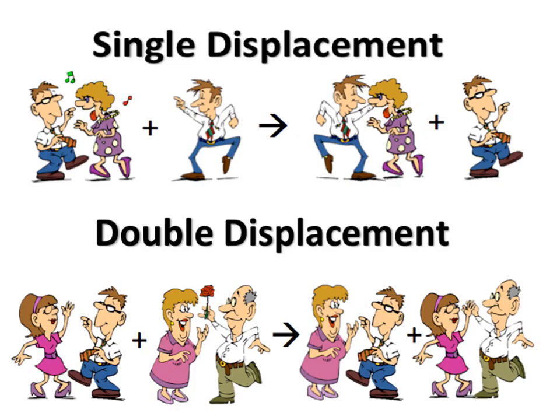Then there is an example of double displacement reaction. So there are two couples, and in the first one the second couple's girl is going to get mixed with the first couple's boy, and in the second one the first couple's girl is going to mix with the second couple's boy, or you can say uncle. Okay, so this is double displacement reaction. Now we will see the example of double displacement reaction in chemical terms.